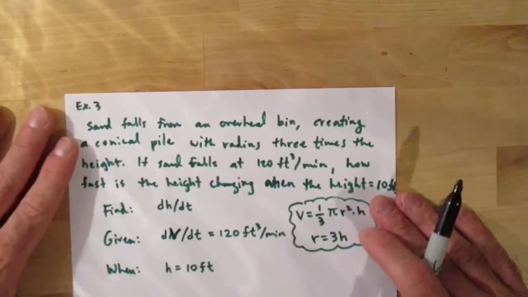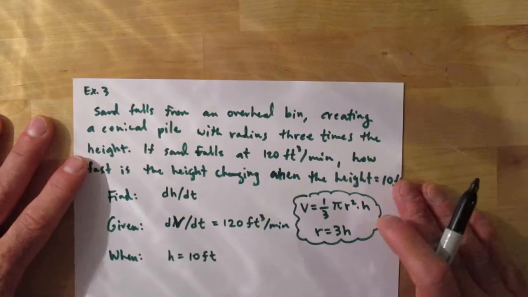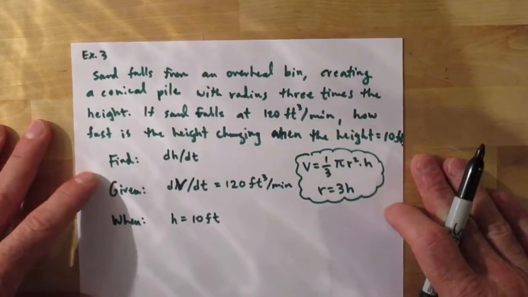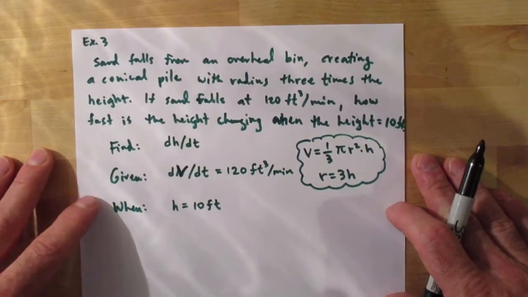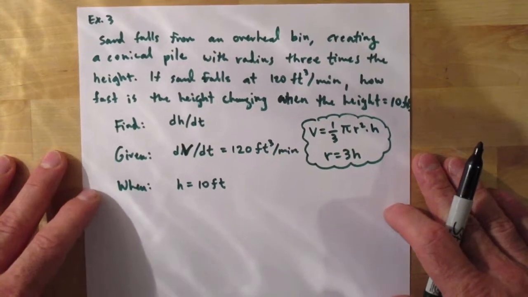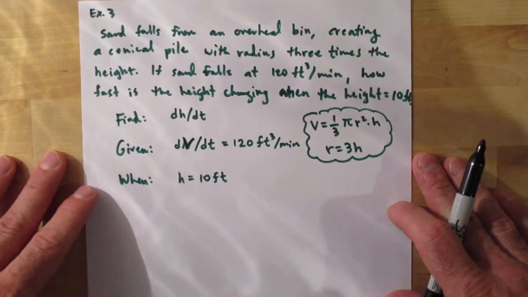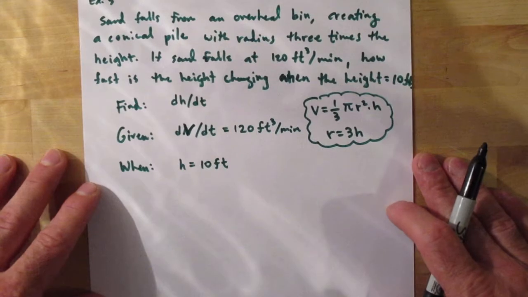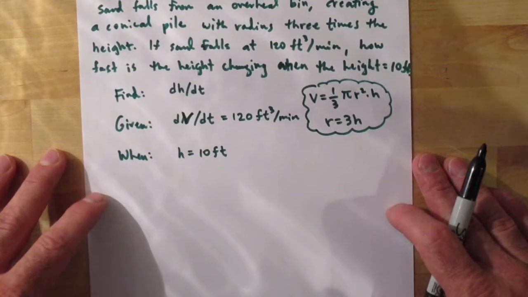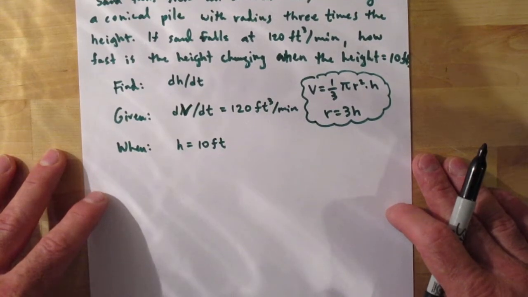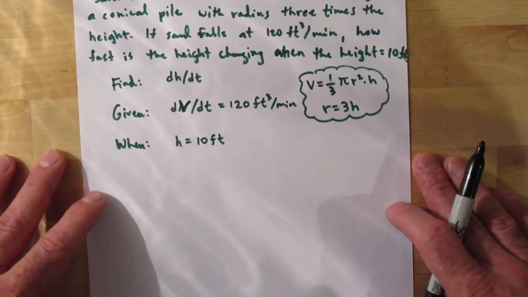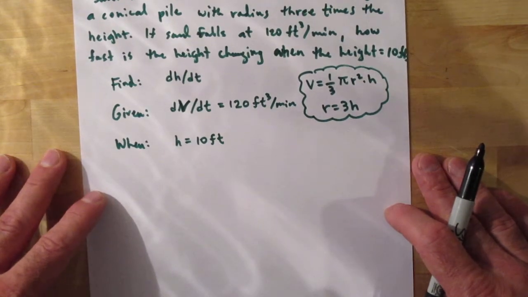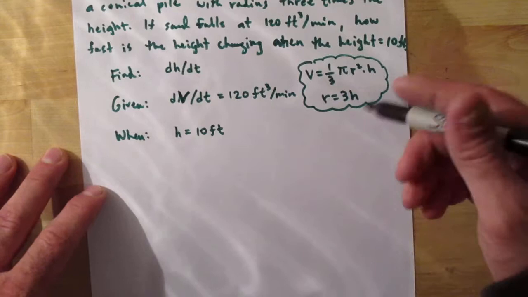All right, one more example here, and we'll call it good for the lesson. Sand falls from an overhead bin, creating a conical pile with radius 3 times the height. If sand falls at 120 cubic feet per minute, how fast is the height changing when the height equals 10 feet?